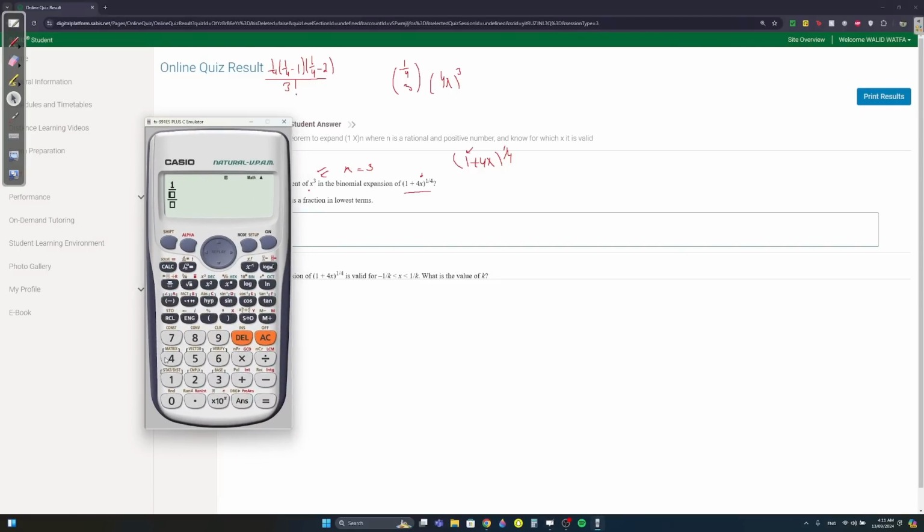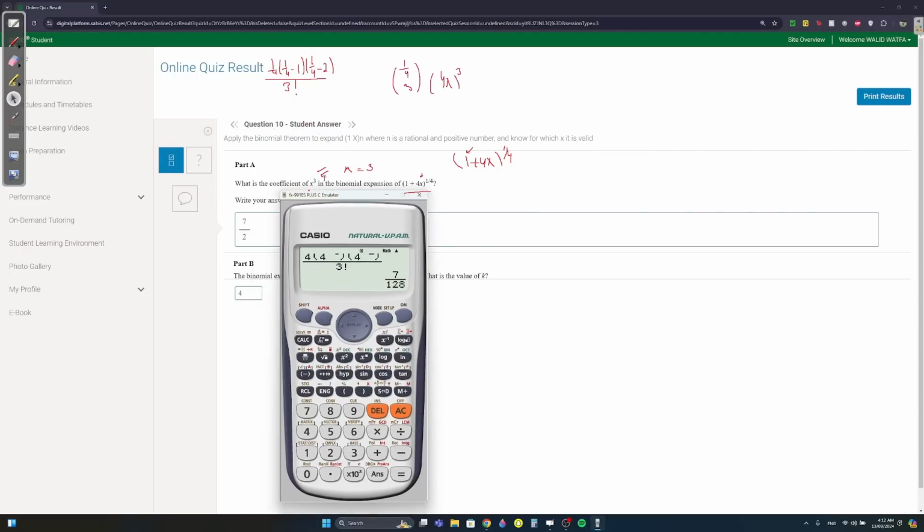1 over 4, 1 over 4 minus 1. Hold up, guys, hold up. 1 over 4 minus 2, over 3 factorial. 7 over 128. Okay.